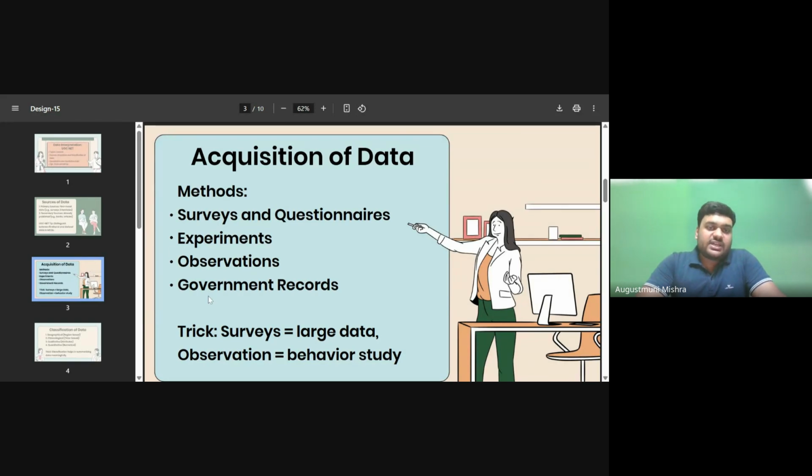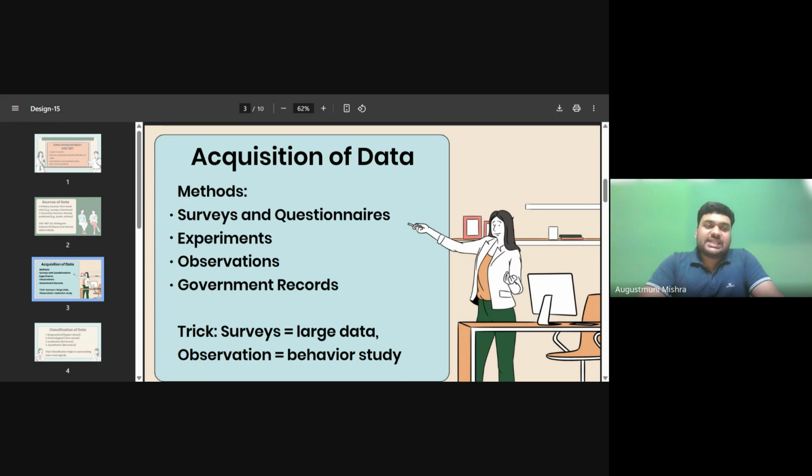First one is survey and questionnaires. Then another one is experiments. Third one is observation. And last one is government records. I even talked about all these things in our previous session of the research aptitude. So if you think there is a need of explanation, you can tell me right now by unmuting yourself. Otherwise, I will move to the next, because I know we have already discussed a lot on this. So there is no need of more explanation.